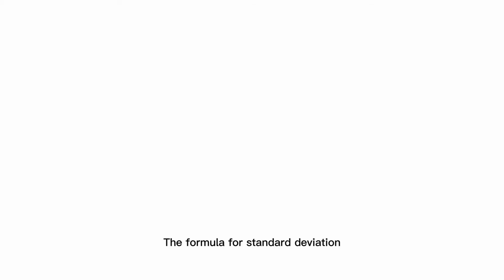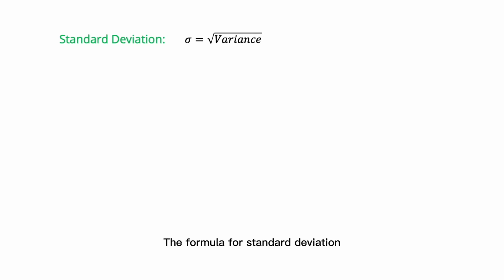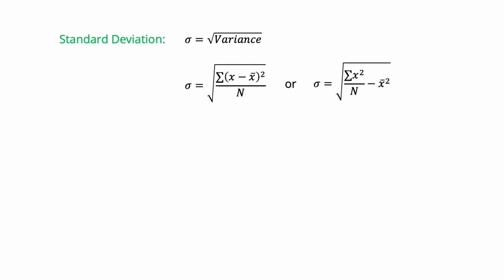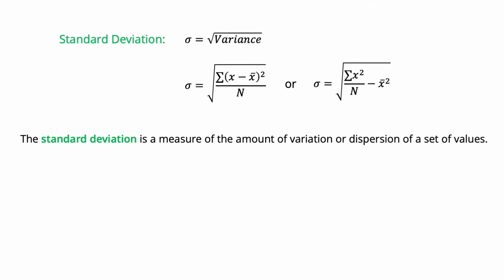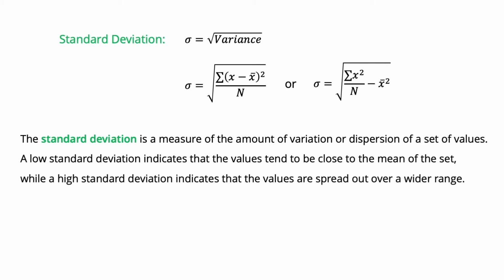The formula for standard deviation. This formula is easy if variance is being calculated. It is the square root of the variance. The standard deviation is a measure of the amount of variation or dispersion of a set of values. A low standard deviation indicates that the values tend to be close to the mean of the set, while a high standard deviation indicates that the values are spread out over a wider range.